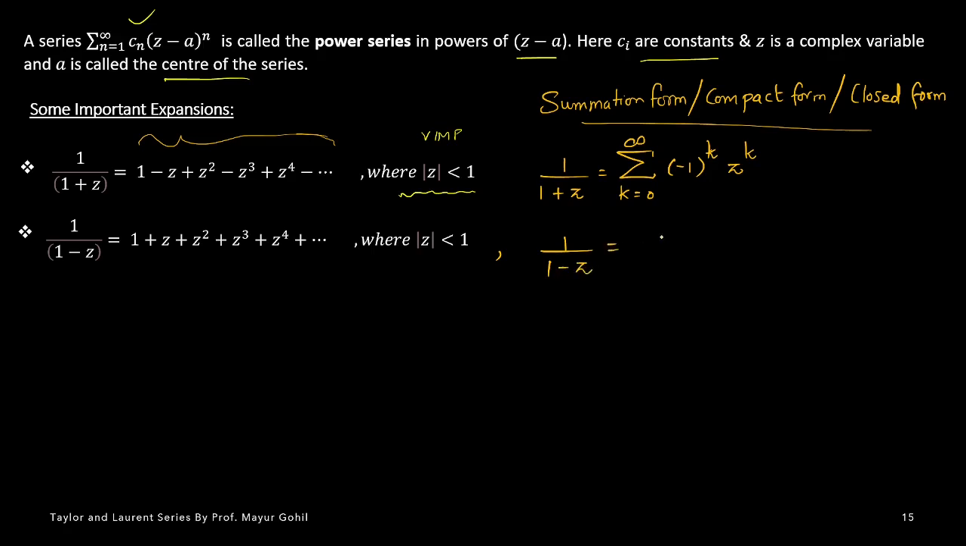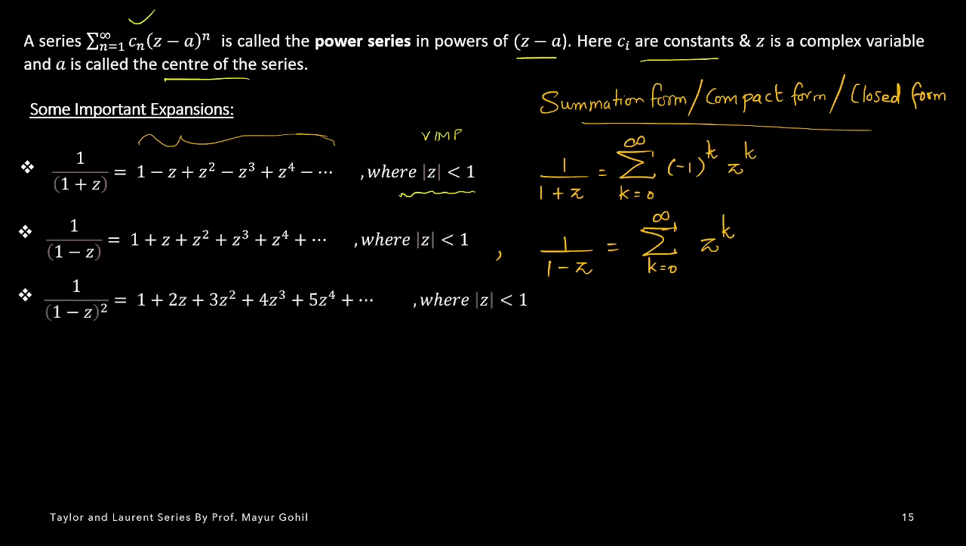It is summation. It's very easy to remember: z to the power k, k running from 0 to infinity. This is very important. Now, there are a few others also that are very important according to me. You may encounter these, but I'm not taking their compact form right now, because I do not feel they are too important.